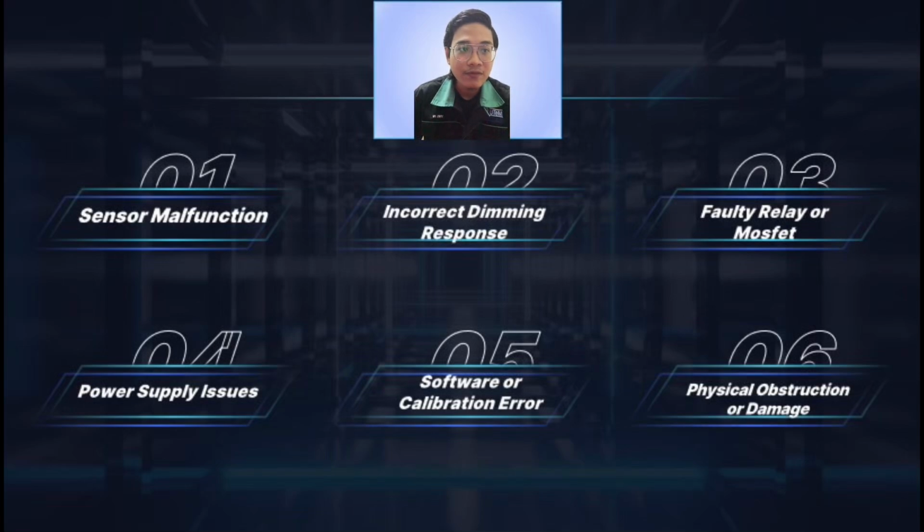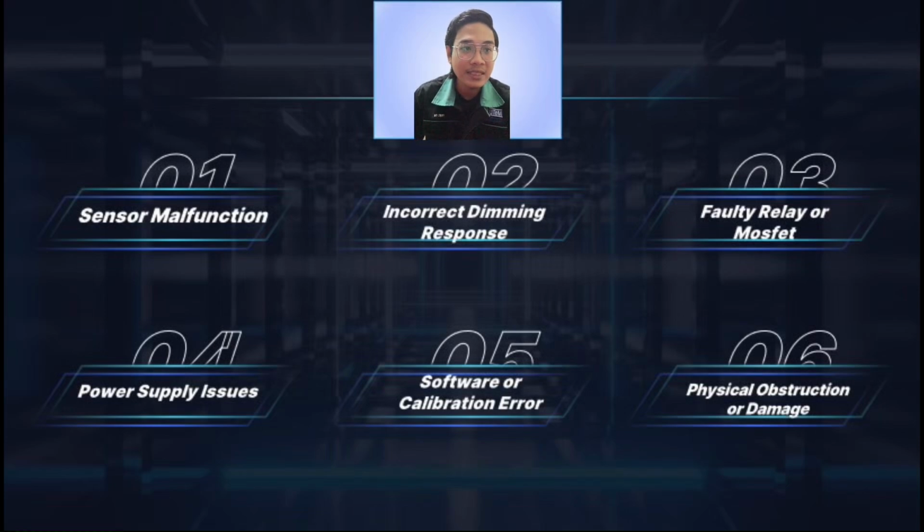Third problem is faulty relay or MOSFET. Issue: headlight remains stuck in one mode. How to fix it? Swap the relay, measure MOSFET voltage or current, and replace defective parts.